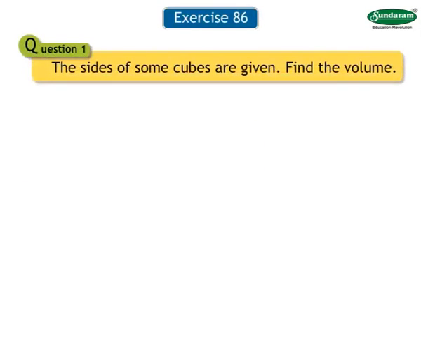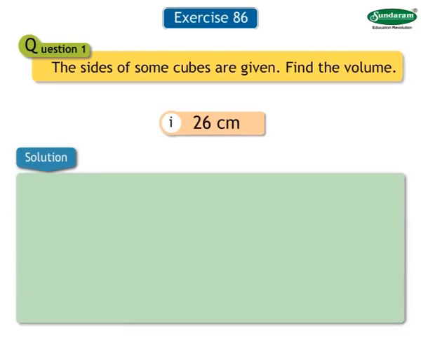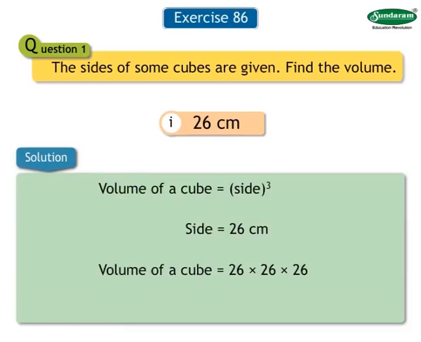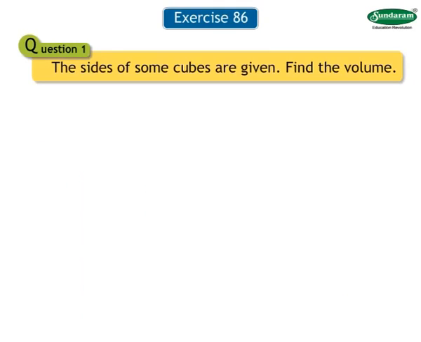Question 1. The sides of some cubes are given. Find the volume. 1. 26 centimeters. Solution. Volume of cube is side cube. Side is 26 centimeters. Volume is equal to 26 into 26 into 26, which is equal to 1758 cubic centimeters.